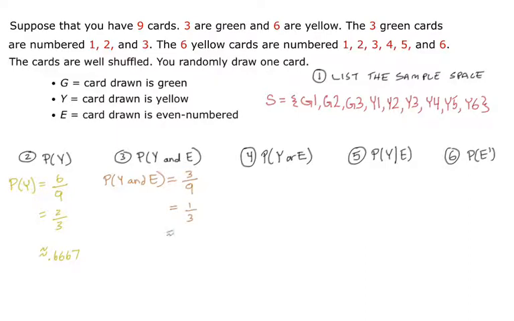Y and E. So now we want and, so they have to be in both of these. So Y is that we get a yellow, and then E is going to be that we get an even. So how many yellow evens are there? Well, there's this one, and this one here. So 3 of those out of the overall 9. And that gives you 0.3333.